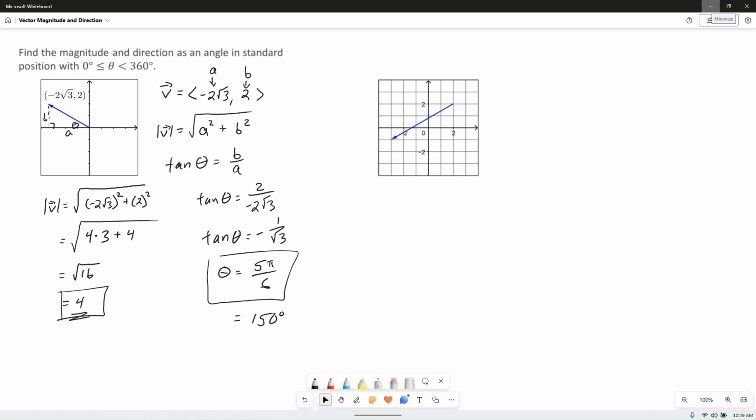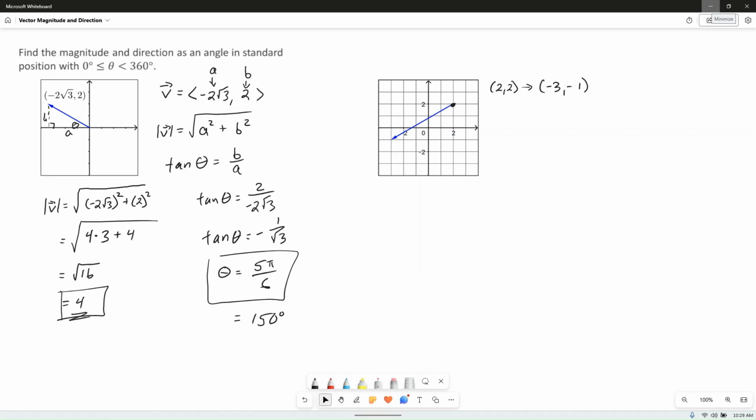All right, let's try one more here. This time we have our vector. Its initial point is at the coordinate (2, 2), and its terminal point is at the point (-3, -1). Okay, so it's going from (2, 2) to (-3, -1).